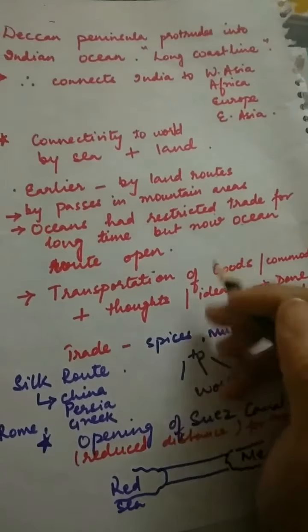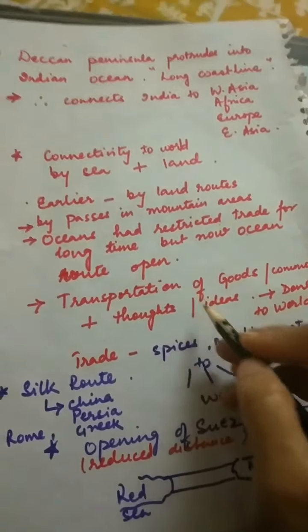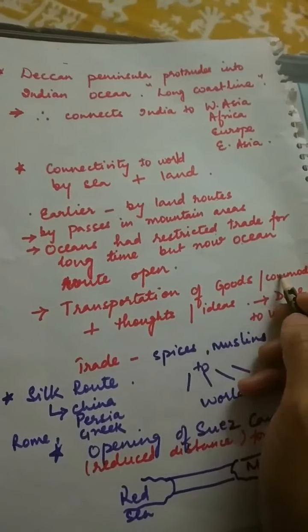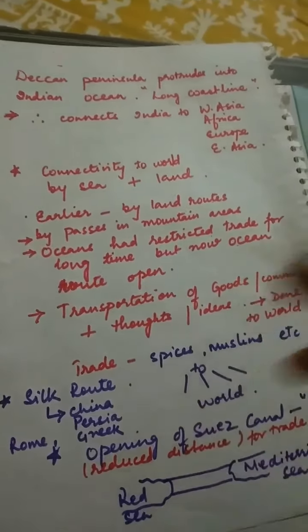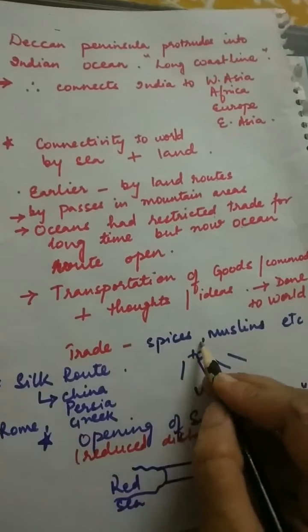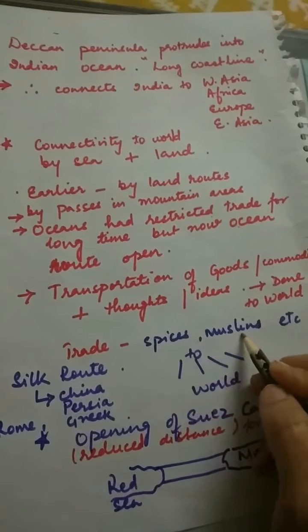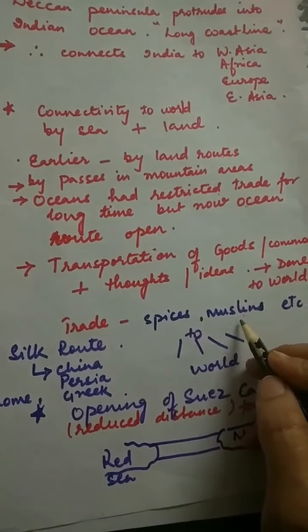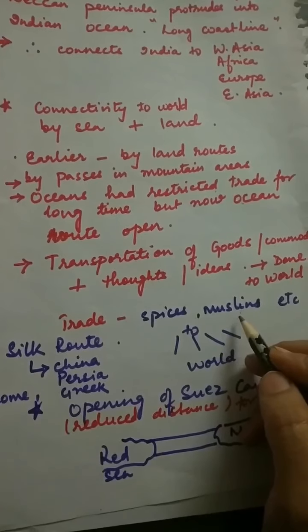So there has been transportation of both goods and commodities, and in the goods and commodities the trade was mainly done on spices and muslin. What is muslin? Do you know what is muslin? Muslin is a fabric out of which you can make cotton as well as silk.